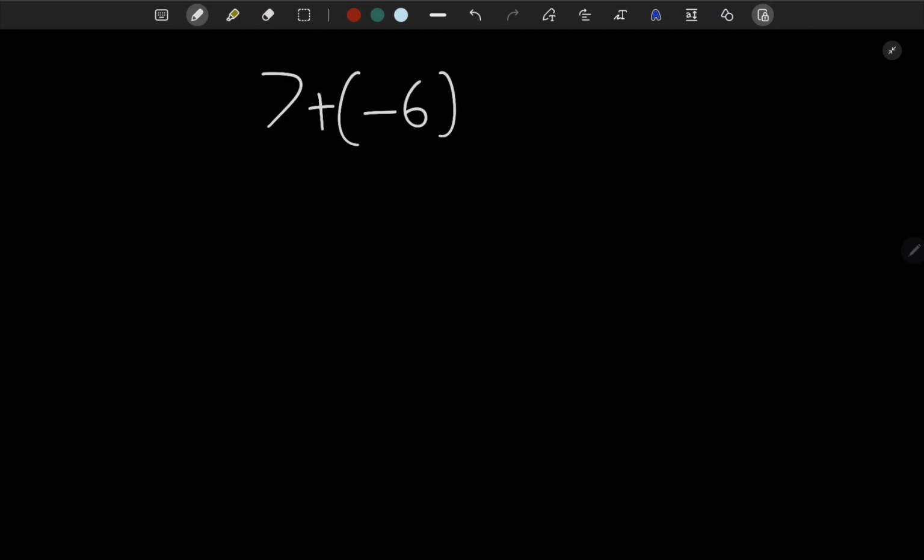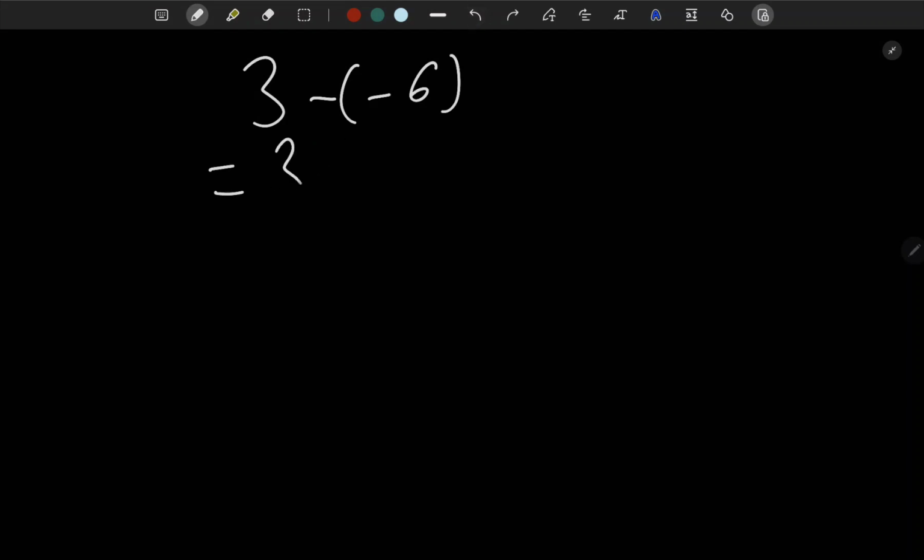And in this example, again, we have 7 plus minus 6. So again, we can just remove the plus sign and treat it as 7 minus 6, which is equal to 1. And that's it. So now in this example, we have 3 minus minus 6. And as we know from before, 2 minus signs becomes a plus. So we can rewrite this as 3 plus 6, which is equal to 9.